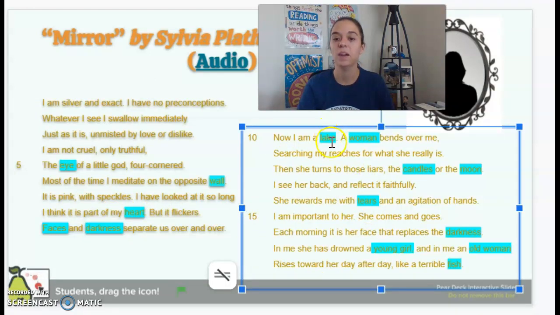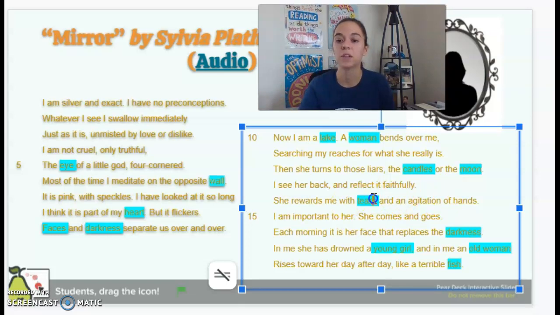Interesting, okay? Now I am a lake, so we have this idea of nature and something deeper, right? A lake is deep, it's not flat. Well, it is flat, but it goes deeper, right? A woman bends over me. I think it's interesting, again, that this person chose a woman and not something else. I think that could maybe represent struggle, identity struggle. Candles or the moon, those both are things that give light, but she calls them liars. So I think in this case, they maybe represent a false perception.